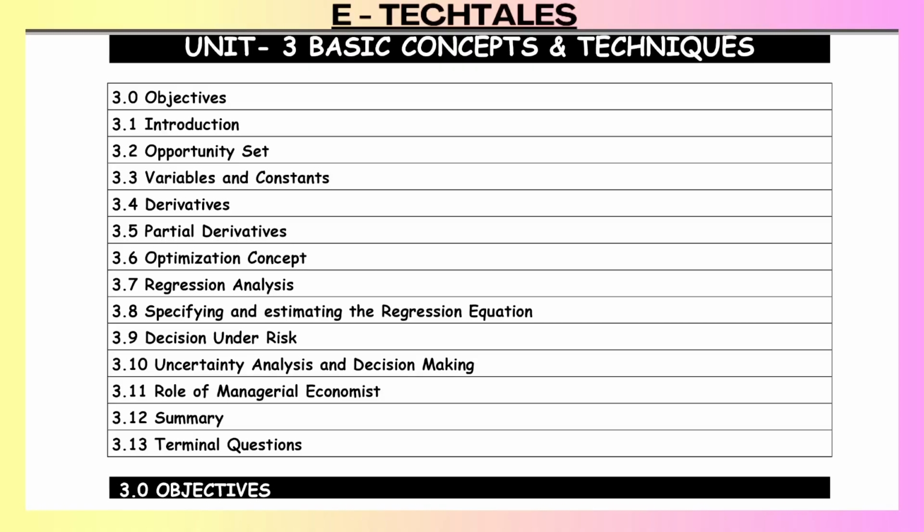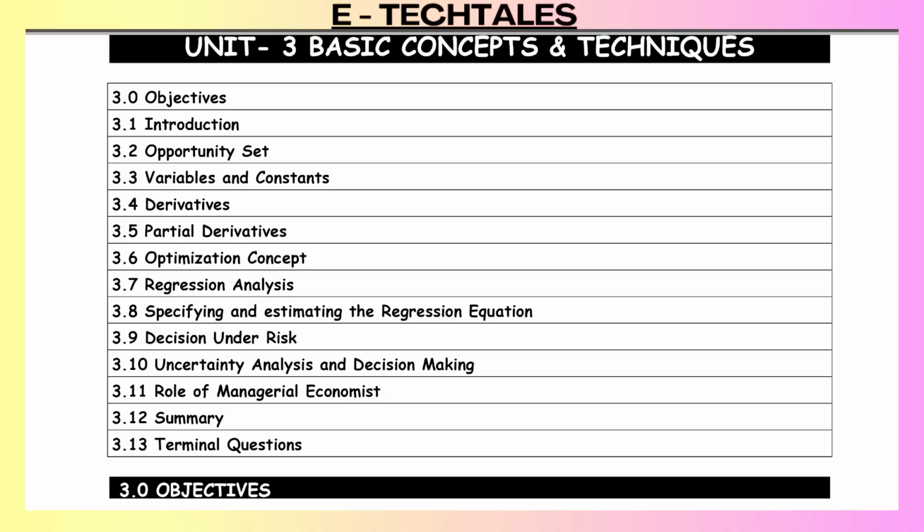So in this class we will begin with unit 3, that is the basic concepts and techniques. Here in this chapter we will be talking on the different set of opportunities that we ascertain and that we get during any decision making process, and we will be getting to know more about variable constants, then determinants, partial derivatives, and regression analysis.